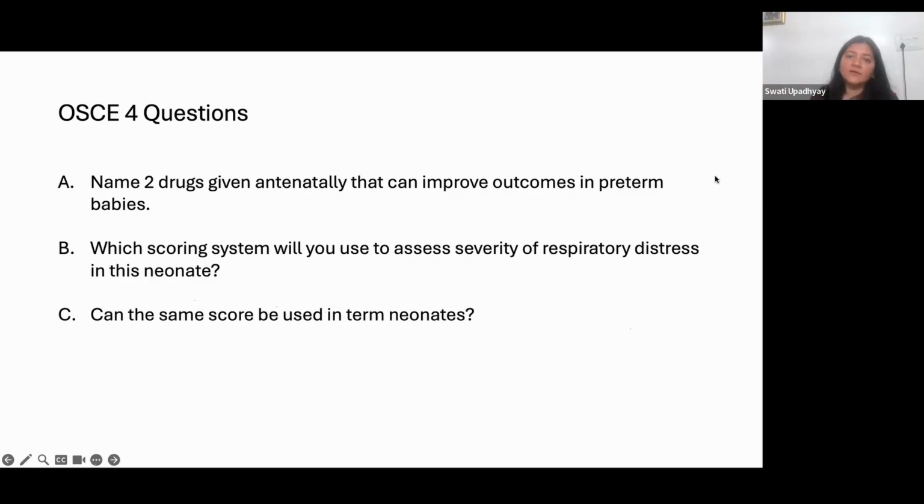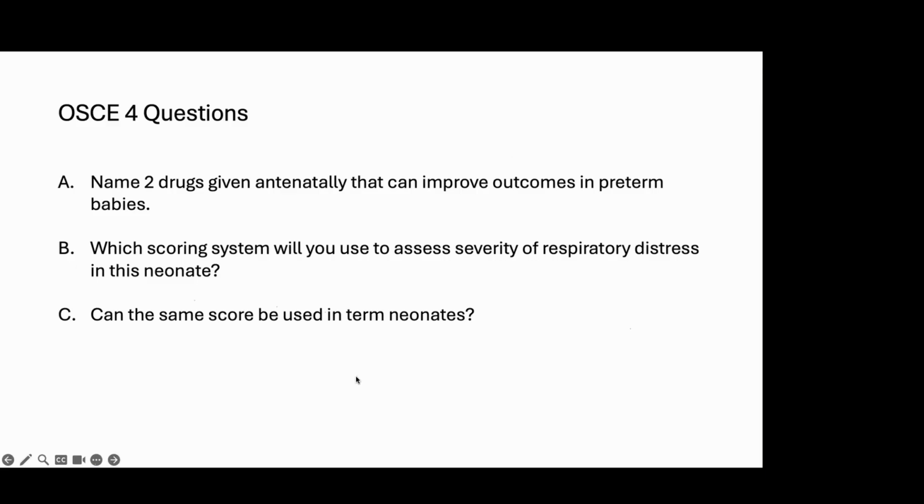So the Silverman-Anderson score can be used in term babies as well. But the other way around, Downes' score should be avoided in preterm infants, because assessing decrease in air entry, which is one of the important components of the Downes score, is relatively difficult in premature infants as they have small chest walls. So the Silverman-Anderson score can be used in term babies, but avoid using Downes' score in preterm babies. So we can move to the next question.